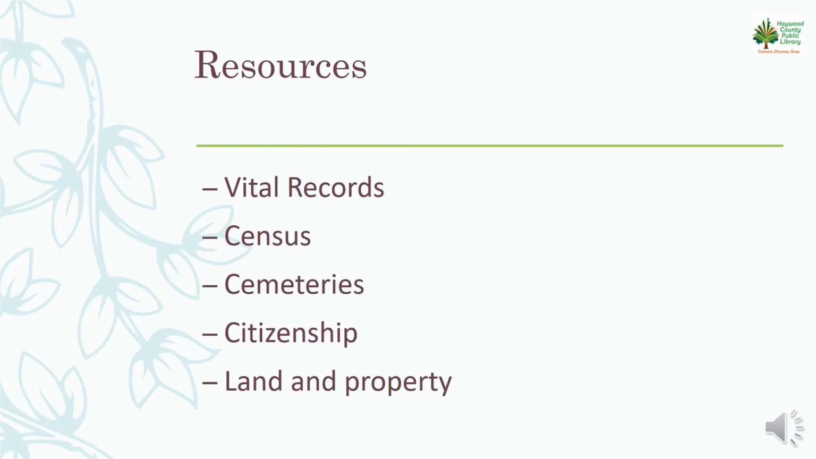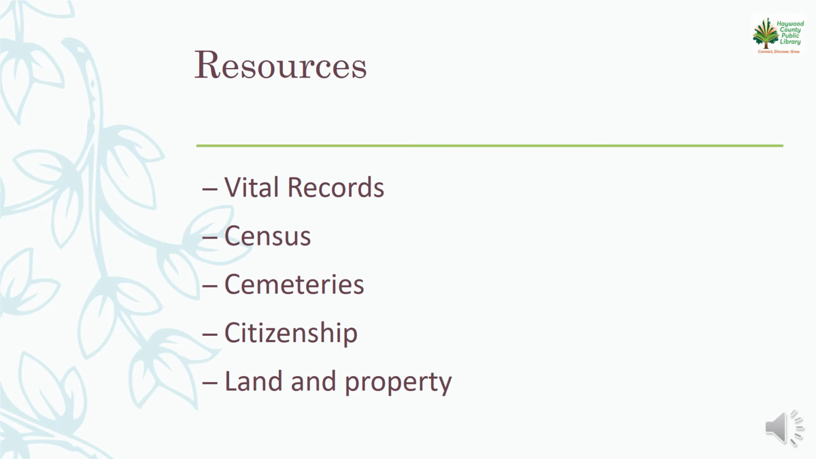So resources. Where do you go? What do you look at to find your family history? There is a wealth of information, including vital records, which is the birth, death, marriage, all of that we just discussed. That's available through government resources, as well as church records, maybe even your family Bible.